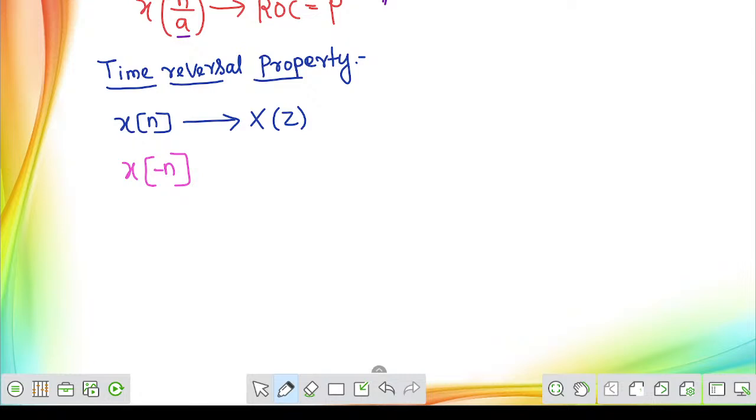We are reversing the sequence. If this signal is reversed or flipped, then its corresponding Z transform is going to be x of Z power minus 1. Understand, sir? This is how we apply the time reversal property. This is also a little bit important property and you must remember this. If you change the sign in the time domain, the same thing occurs in the frequency domain. That is all you have to remember. The next most important property is the conjugation property.